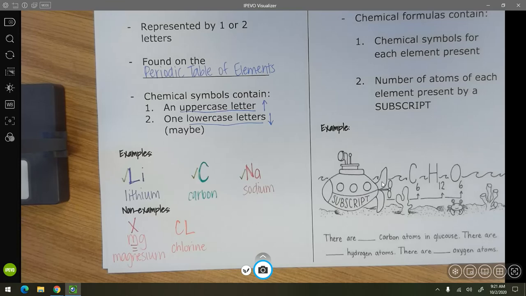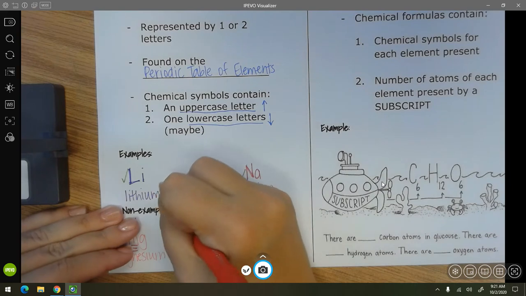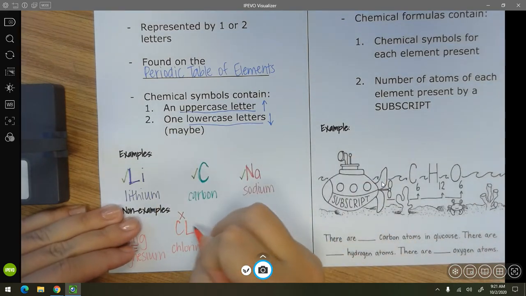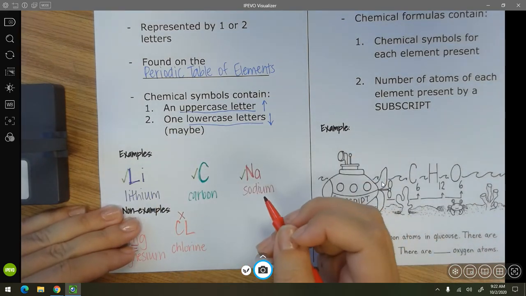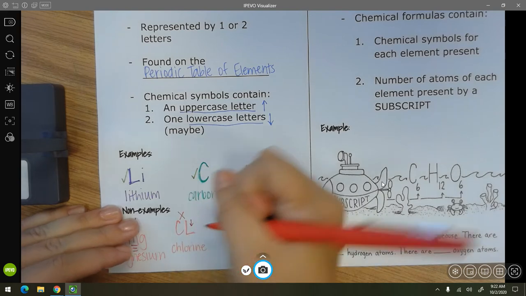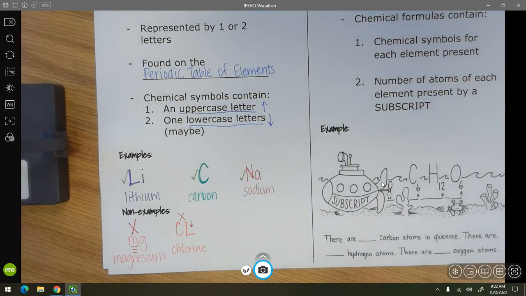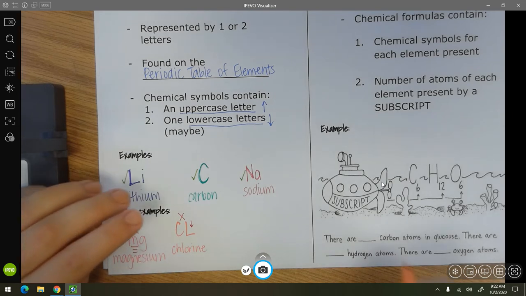So think, what is wrong about that one? Because we know these are all non-examples, so they're not correct. Hopefully, you're seeing this L, which should be lowercase. Okay? What about beryllium?